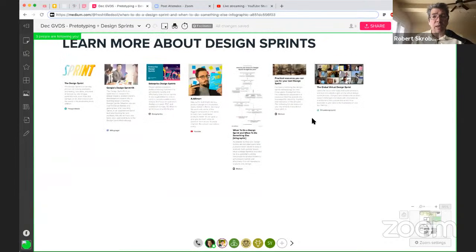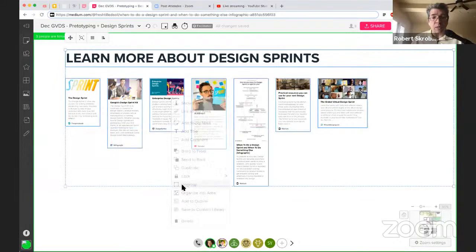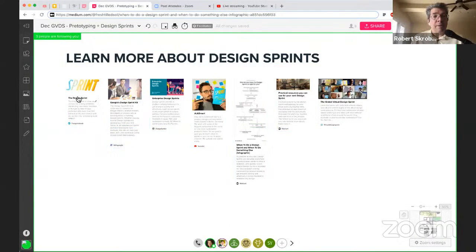Then finally, like Alberto put here, the Enterprise Design Sprints link is also there. Let me ungroup this so you can click on it. But there are also other resources as well. There's the original Design Sprint book. There's the official Google Design Sprint kit, which has activities and references to all of the different activities within a design sprint and has them in step-by-step processes. We mentioned Richard Banfield. He has a really interesting infographic on whether or not you should do a design sprint or something else, as well as an article I wrote on practical resources you can use for your design sprint, which includes a lot of those different ones.